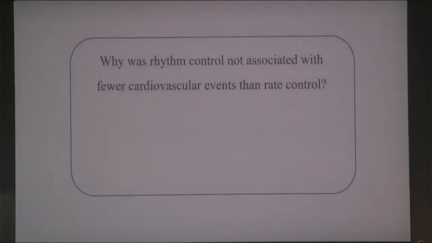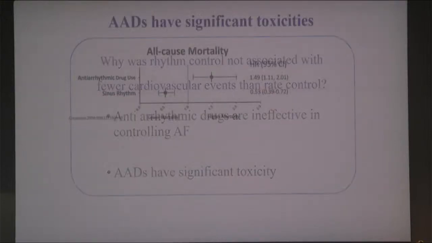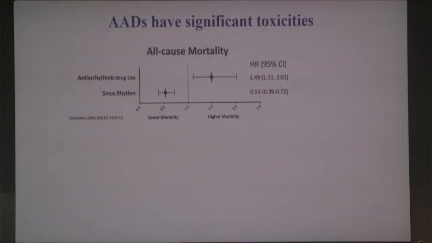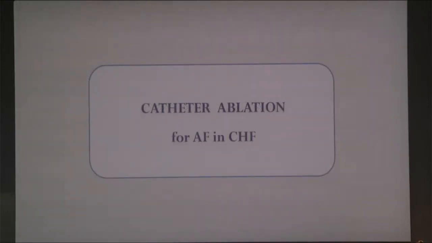So why was rhythm control not associated with fewer cardiovascular events than rate control? Because antiarrhythmic drugs are, number one, ineffective in controlling AF, and number two, they have significant toxicity. And this is from the AFFIRM study, that all-cause mortality was worse in those patients on antiarrhythmic drug therapy. And we also know that amiodarone use is associated with the highest mortality as opposed to other antiarrhythmic drugs.